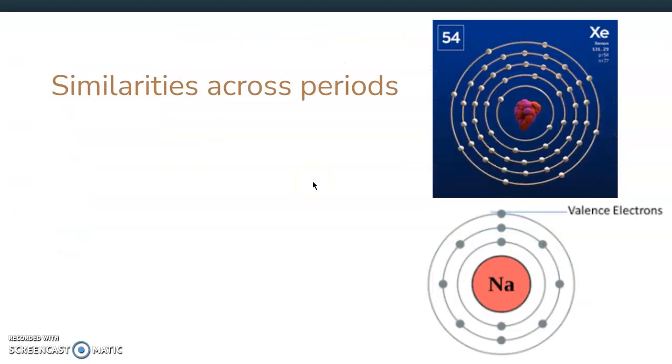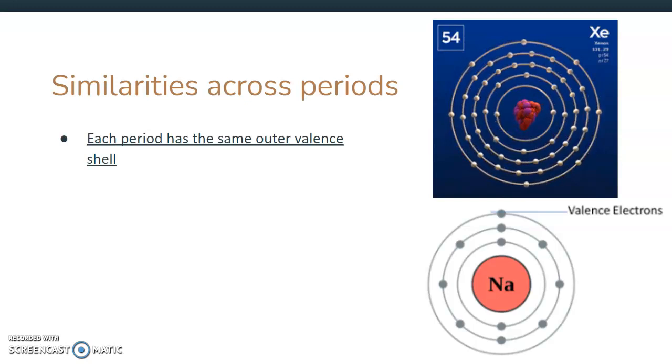Now we're going to look at some similarities across our periods. Each period has the same outer valence shell. So that's saying we have the same number of shells. Rows and periods have the same number of shells.